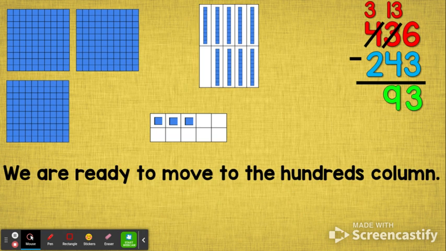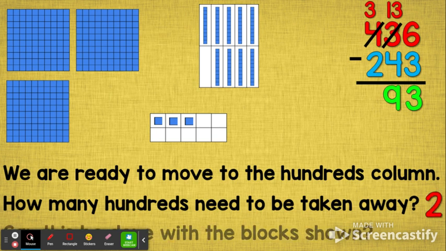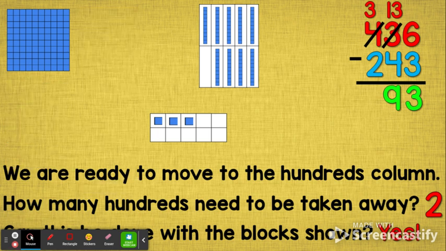We're ready to move to the hundreds column. How many hundreds need to be taken away? I'm looking at my problem and it's telling me 2. Can this be done with the blocks shown? For sure. I took them away and now I have 1 left over. So 436 minus 243 is 192.